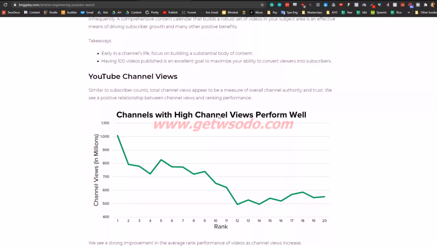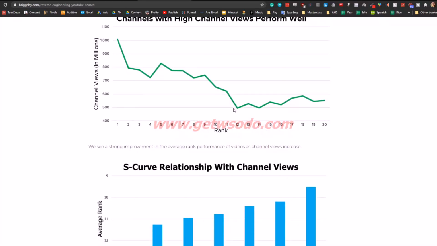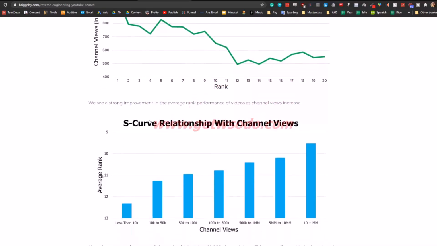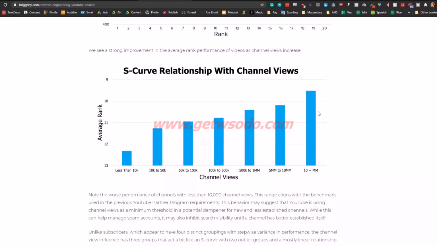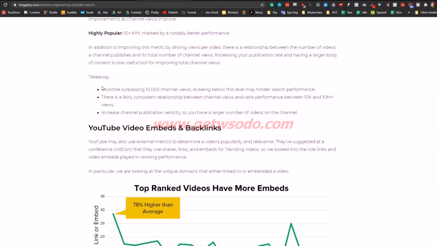YouTube channel views: channels with high channel views perform well. If it has over a billion right here, it performs more. If it has over 800 million, yeah, you can see the graph. 500 million views on your channel helps the ranking as well. S-curve relationship with channel views, less than 100K. So actually, it helps your ranking a lot just having more views on your channel. That's crazy. Takeaways: prioritize surpassing 10,000 channel views, as being below this level may hinder search performance.